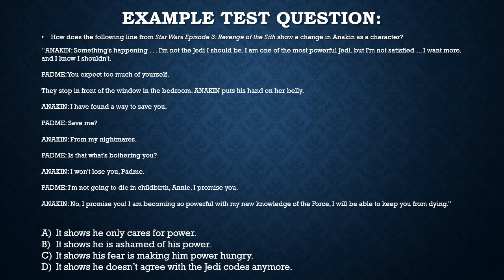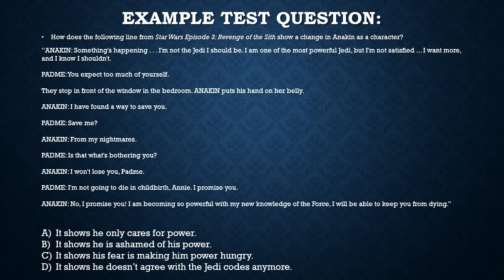Then of course we want to look at evidence in the passage. Those lines I was just pointing out, that he's not the Jedi I should be, that he wants more power, and then at the end there, that I will be able to keep you from dying, give evidence toward what we might be looking for as a right answer. And then of course we always want to pick the best answer and not just a good one. So let's look at these answer choices again.